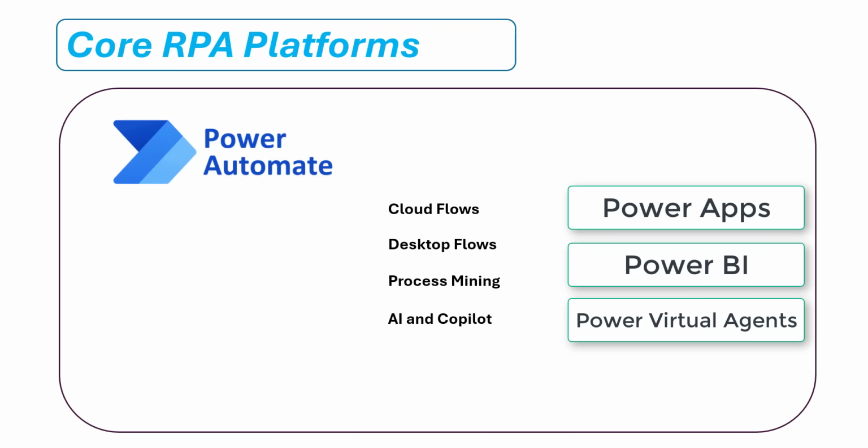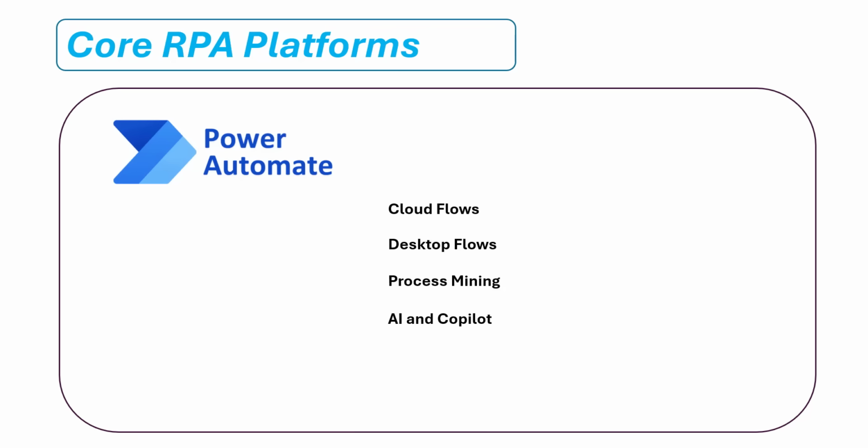Microsoft Power Automate offers seamless integration and low-code capabilities. Microsoft Power Automate has key functionalities such as cloud flows, desktop flows, process mining, AI, and Copilot. Cloud flows are the automated workflows that connect cloud applications like Microsoft 365, SharePoint, Dynamics 365, and over 1000 other non-Microsoft services using an extensive library of connectors. These often run on a trigger-action model.